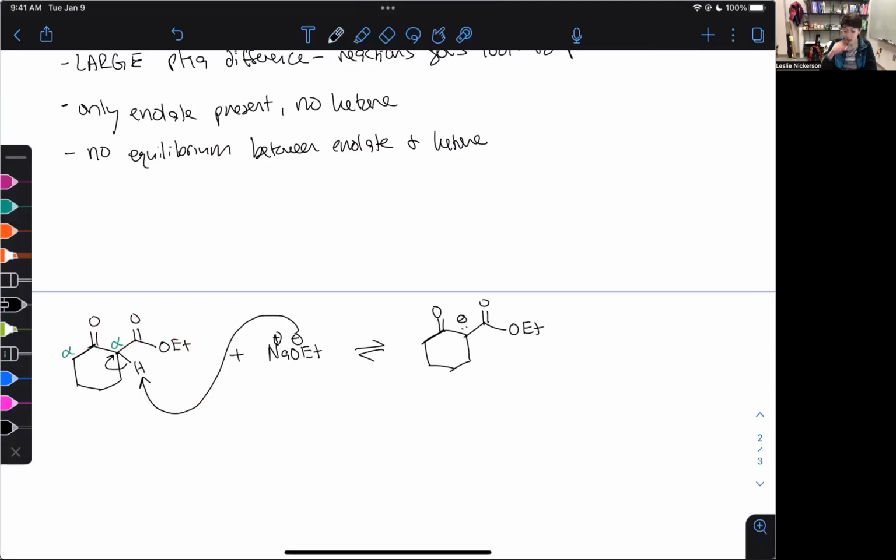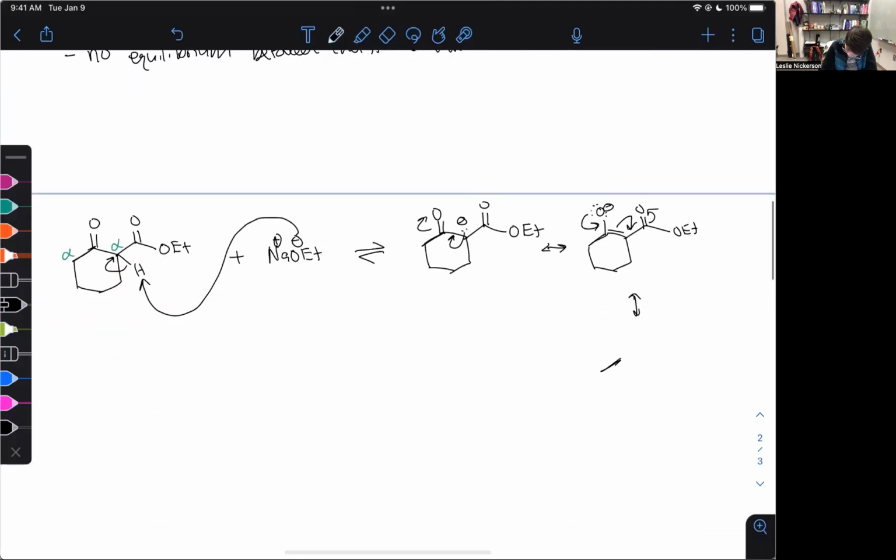Okay, so we've got our enolate here. Let's draw out the resonance structures to show that this is really a stabilized one. We can go up onto that oxygen, and we can come down and go over to the other one. So we've got that charge delocalized over 2 oxygens and 1 carbon.